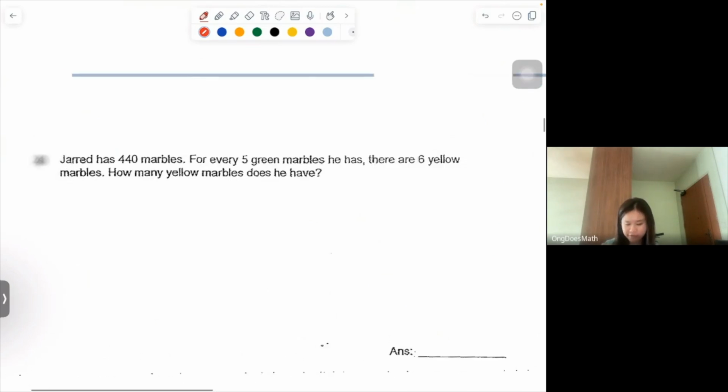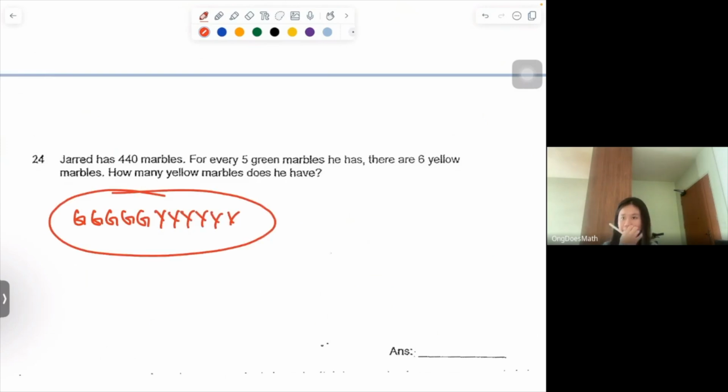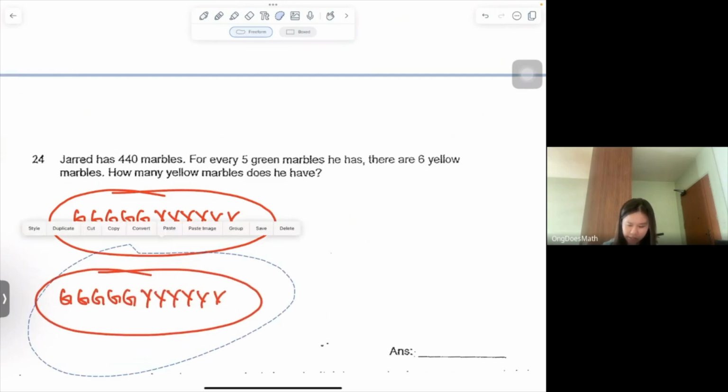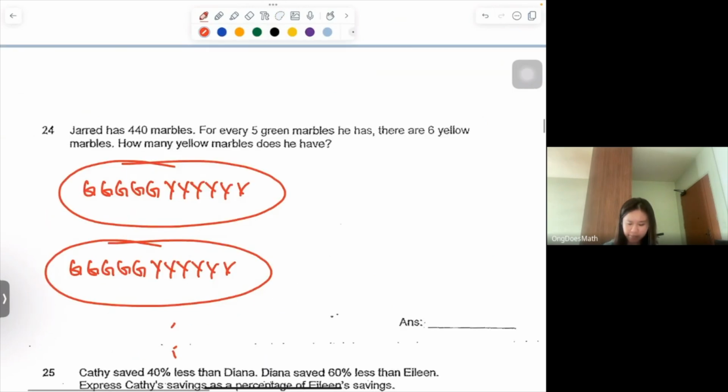So for every 5 green, there will be 6 yellow. Which means we can group this up. Just now it was really good for us, right? One page is one group. So now this one we have to group ourselves. So each group will always have 5 green and 6 yellow. In total, you don't know how many groups there are, but in total, there will be 440 marbles. So one group, there is 1, 2, 3, 4, 5, 6, 7, 8, 9, 10, 11. 11 marbles, right?